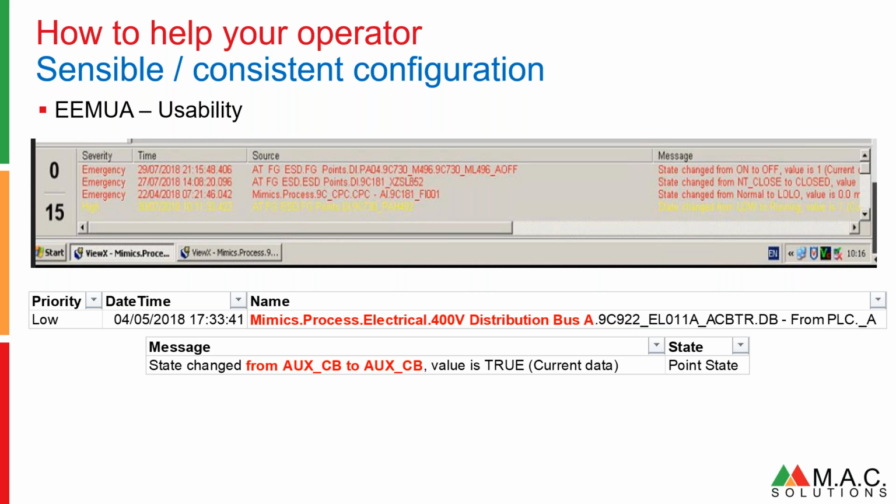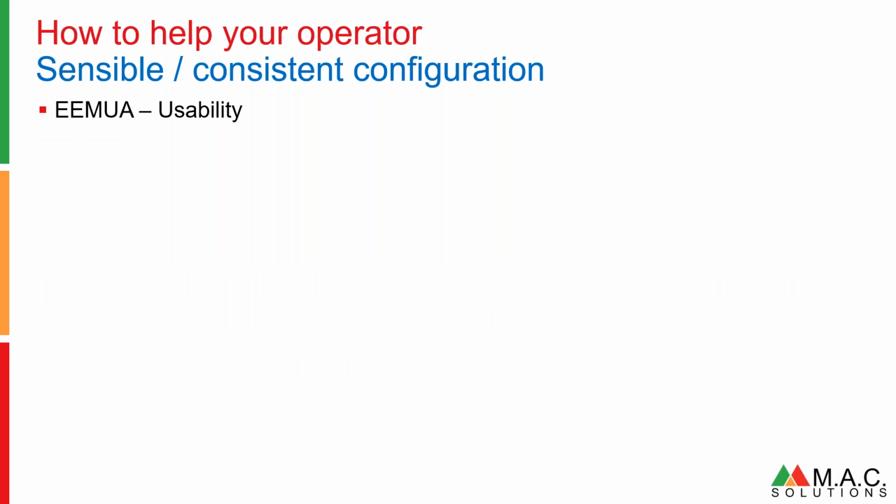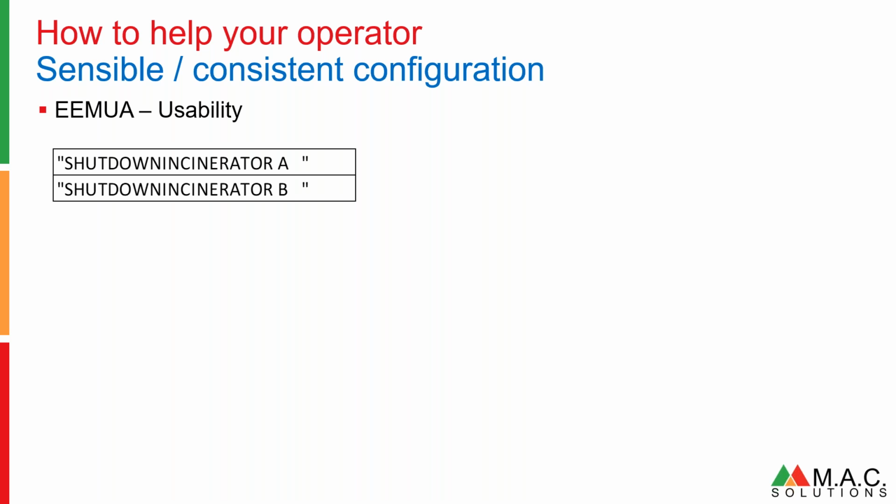Okay, over time, the guy will get to know, oh, yeah, that means it's tripped. They'll get to know that. But when you have a huge flood of alarms, this is not helpful to your operators. So make sure that things are configured consistently. As I said, one of the key cornerstones of Imure is usability. Look at those two tags I've got on there. Shut down in incinerator A and shut down in incinerator B. I know what they are because I've looked at them a few times.